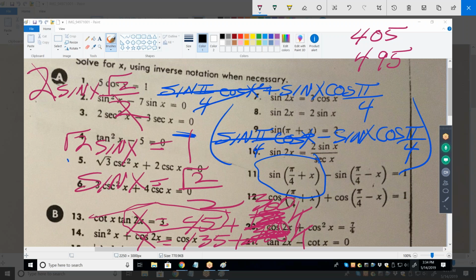If I do 180k, that doesn't give me a correct answer. That gives me 225, which is not correct. So I have to use both rows, and I have to use 360. The way you can always tell is to run it out. In other words, let k equal 1 and see if there is a simplified answer that would give you that same angle, and there isn't. I can't do 45 plus 180k because the very first answer I get is not a correct solution.